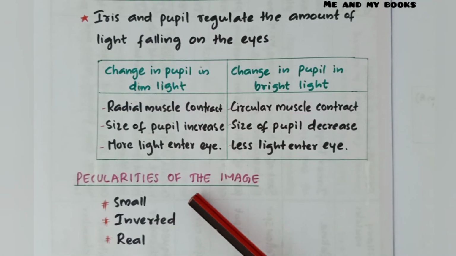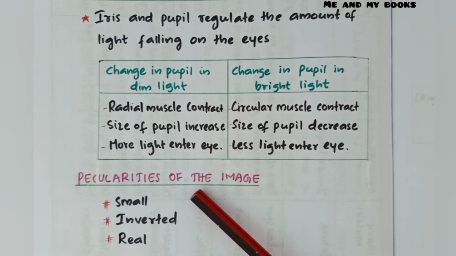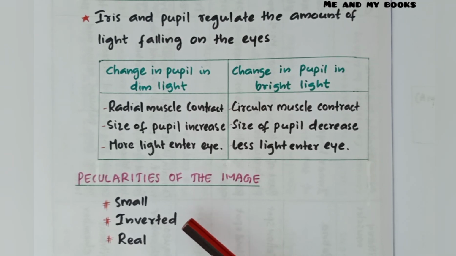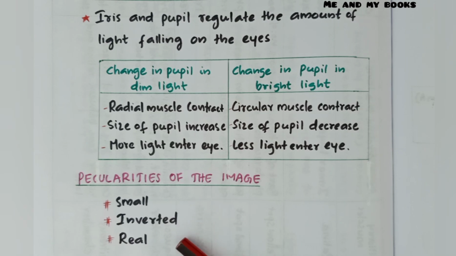What are the peculiarities of the image that is falling on the retina? The image will be small, inverted and real. Real means exact copy of the image, but it will be small and inverted.